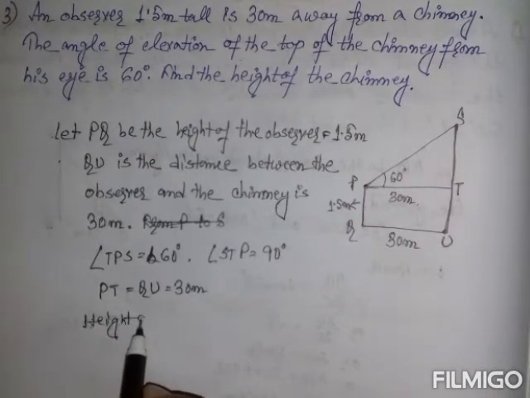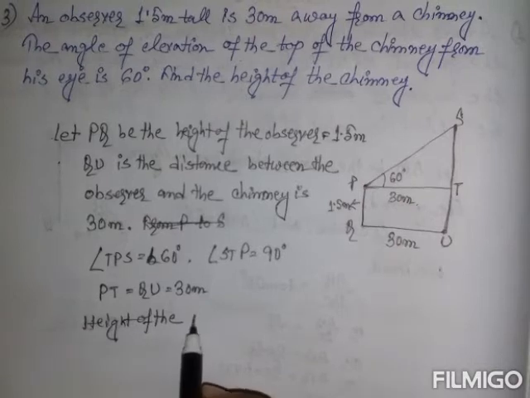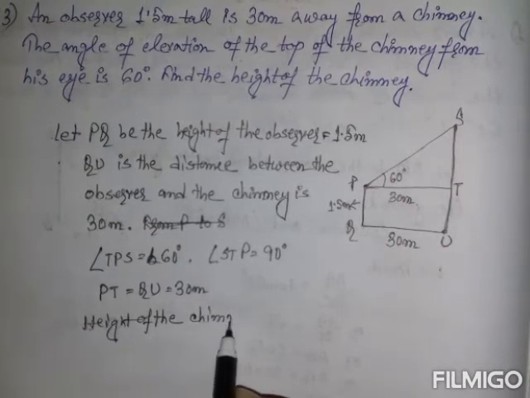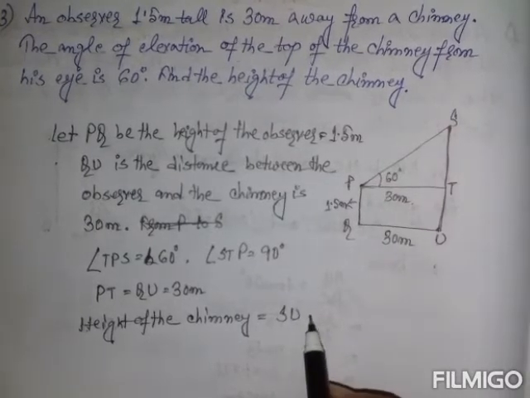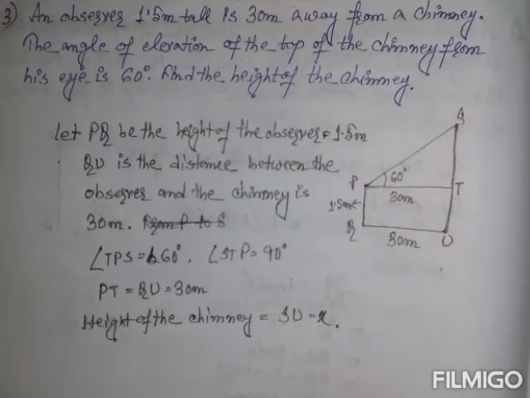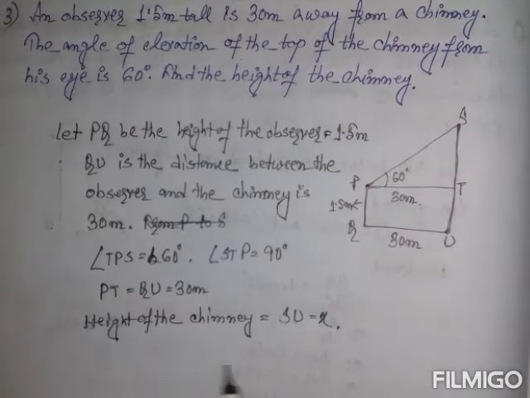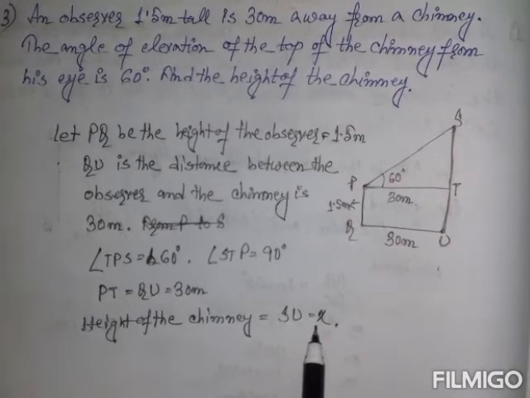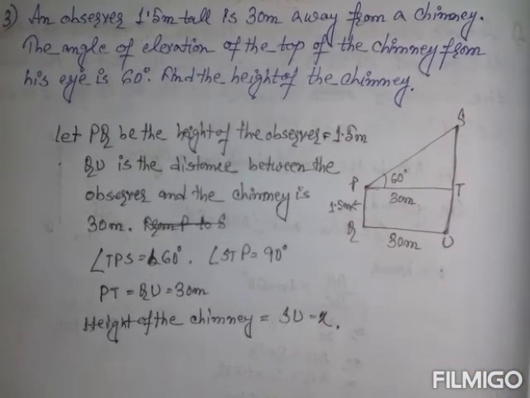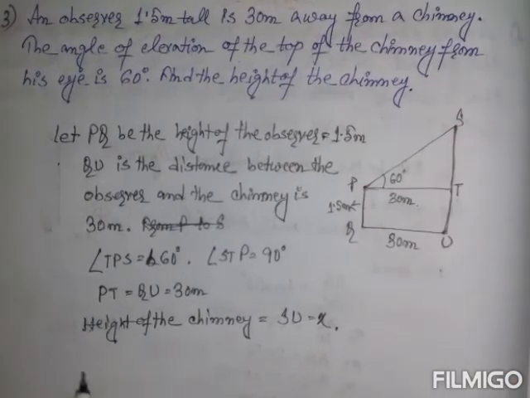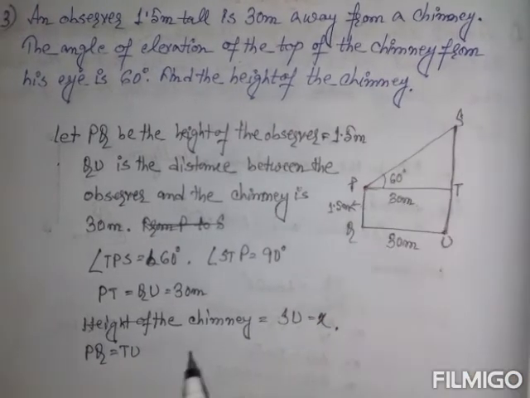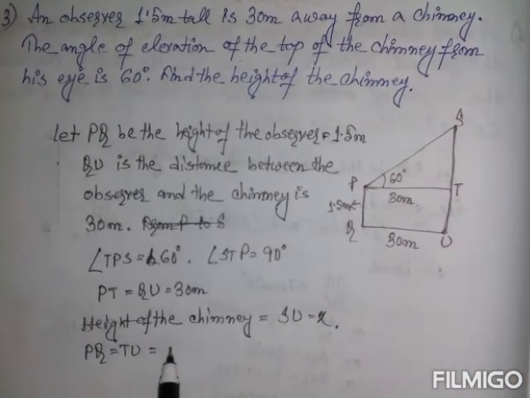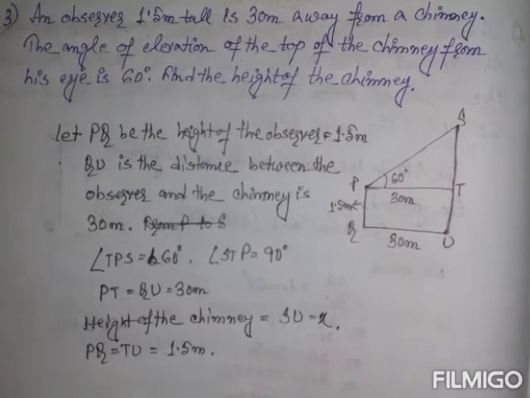Height of the chimney is equal to SU. We assume that it is X. Now PQ is equal to TU. This is the same, so 1.5 meter.